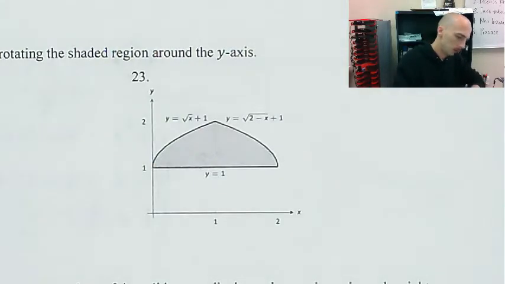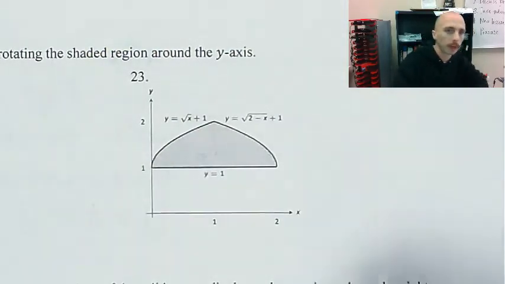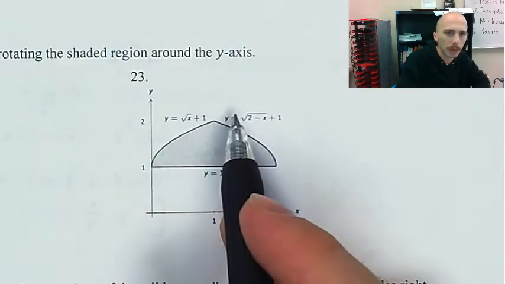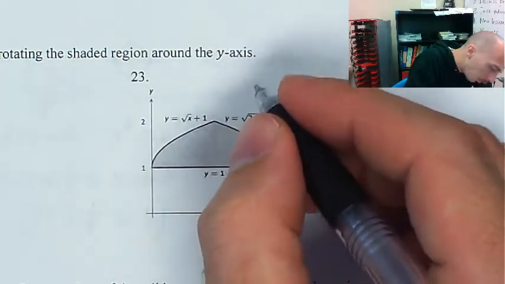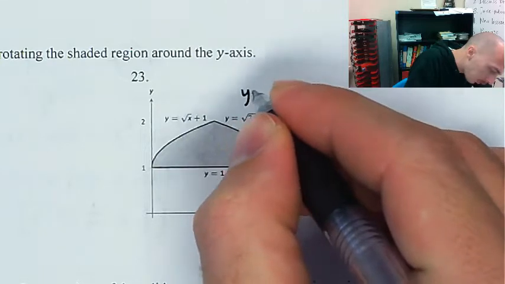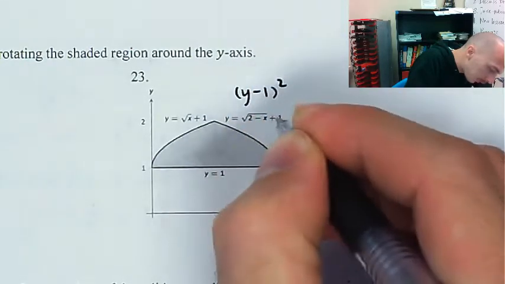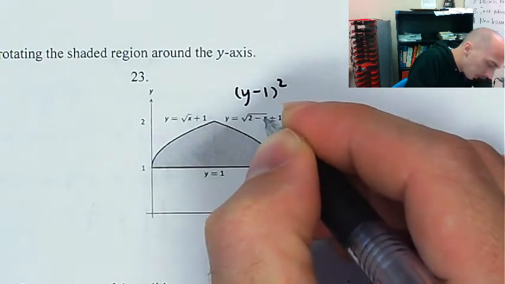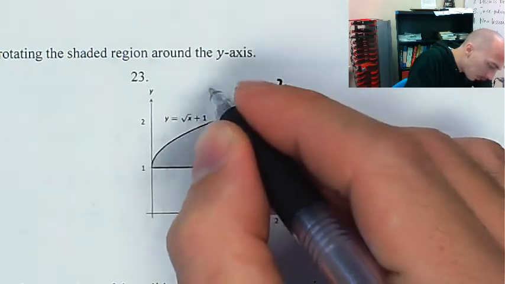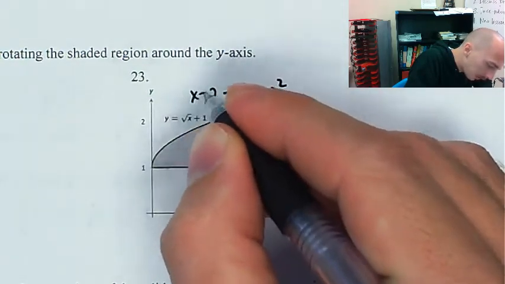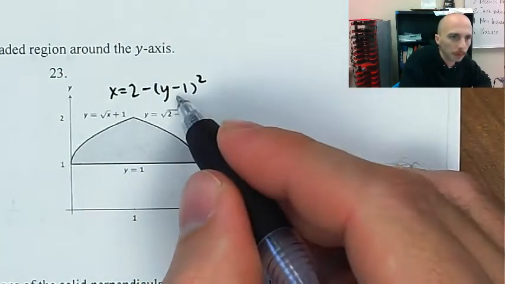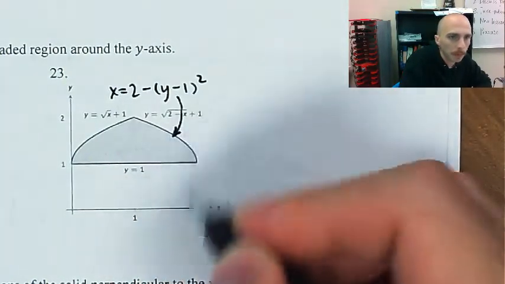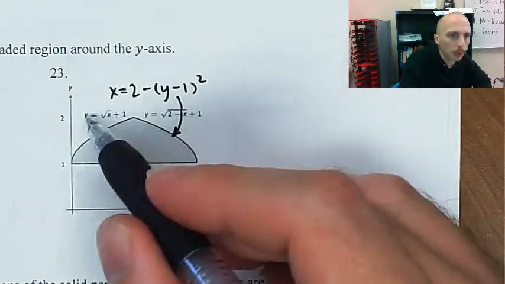Here, I'm going to have to solve for x as a function of y, and I think this will be a little better. So I'm going to have y minus 1 squared is equal to 2 minus x, so this would be x equals 2 minus y minus 1 squared. And that's this one. Then this one would be y minus 1 squared.